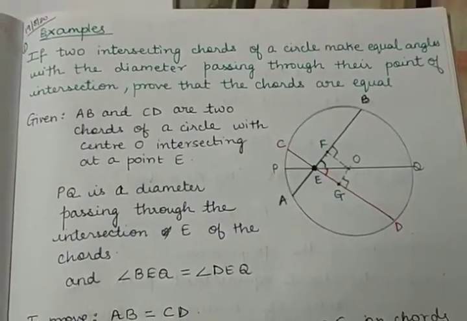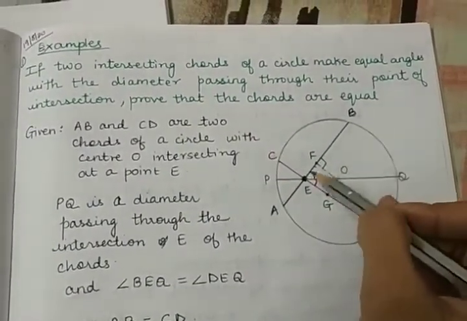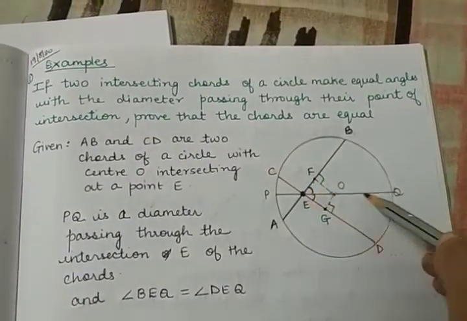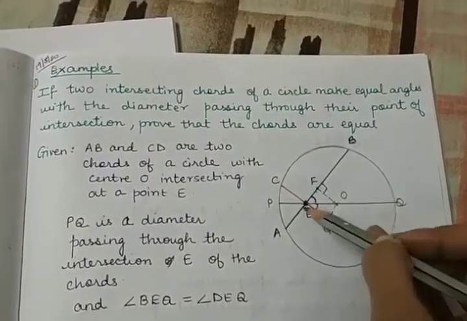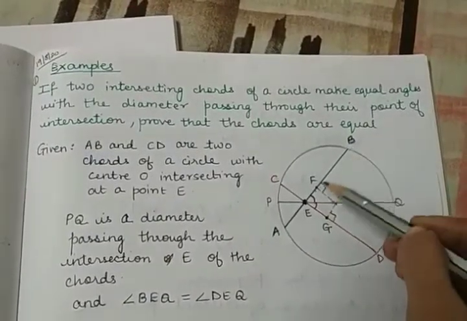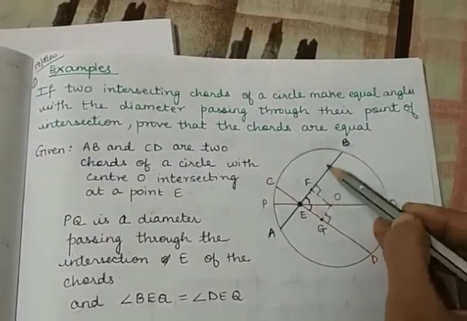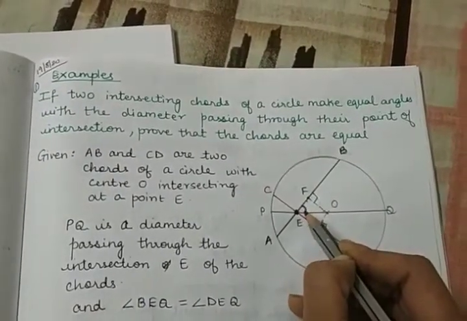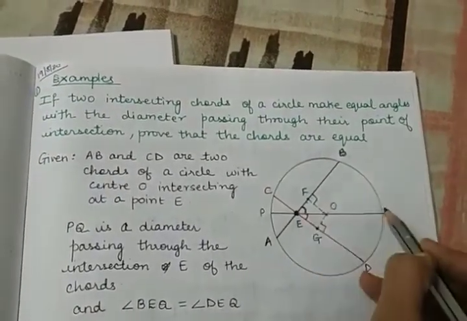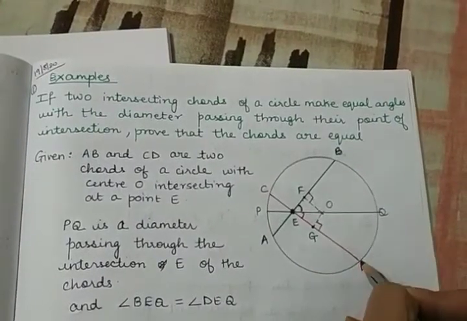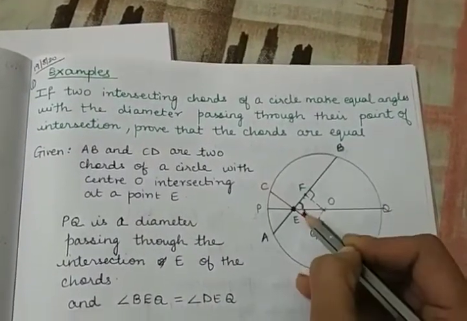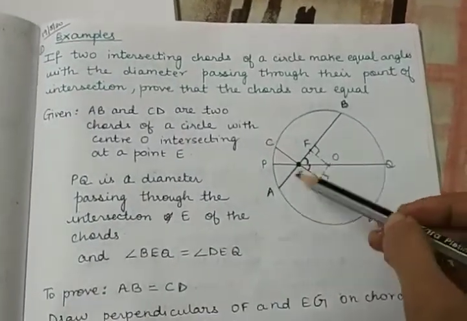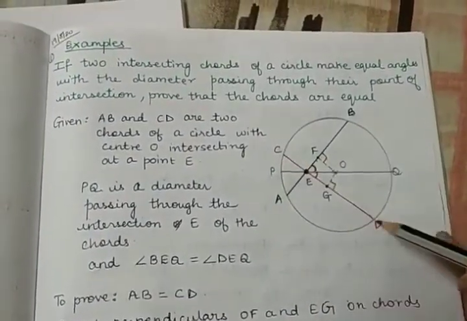And what is given to you? That the angles made by the chords with the diameter are equal. So this angle will be equal to this angle, correct? Angle BEQ is the angle made by chord AB with the diameter PQ. So angle BEQ is equal to angle DEQ. What do you have to prove? You have to prove that AB is equal to CD.